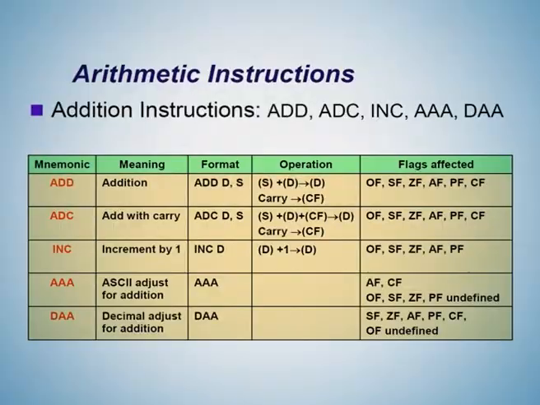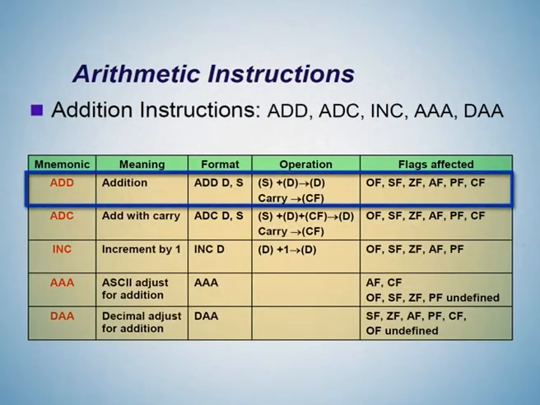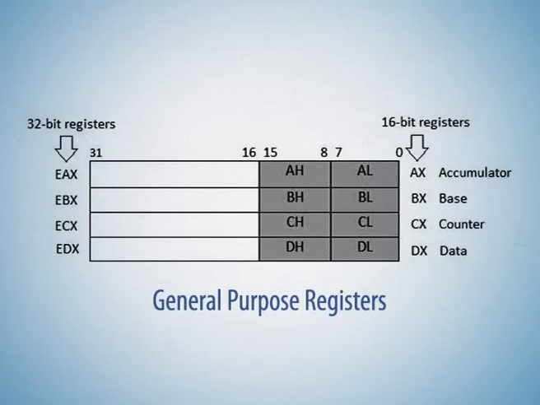There are 5 different addition instructions. The first add instruction has a format ADD D, S, which performs the operation S plus D. That means it adds the destination and the source and stores the result in D. The D is either a 16-bit accumulator register called AX or an 8-bit accumulator register called AL. This AL, which is the 8-bit accumulator register, is a part of the bigger 16-bit AX register.